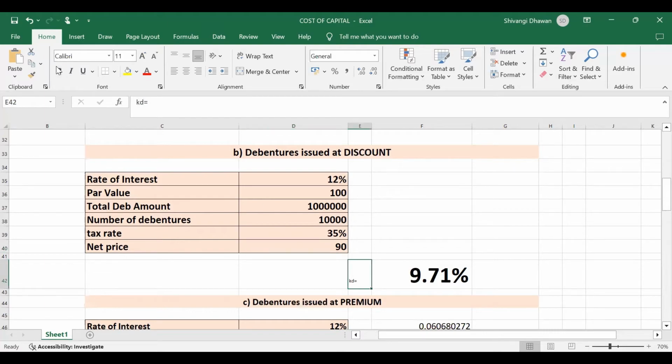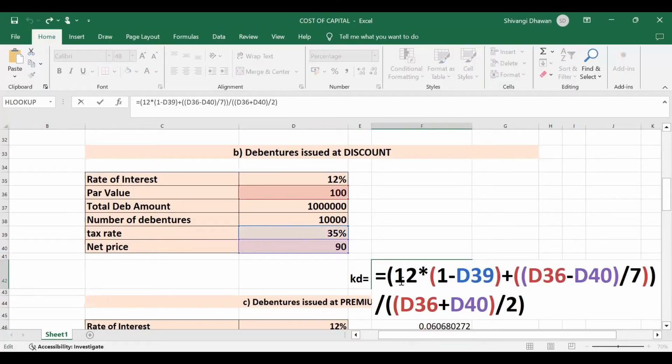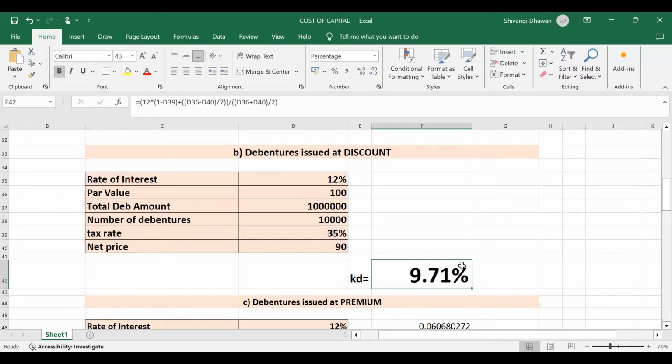So here we can calculate our KD simply with that formula. Instead of using 12% into 100, you can directly write 12, because 12% of 100 gives you 12 only. 12 into 1 minus tax rate. Again the same formula: redemption value minus net proceeds, that is 100 minus 90, and redemption value plus net proceeds, that is 100 plus 90. This will give you the answer as 9.71%.